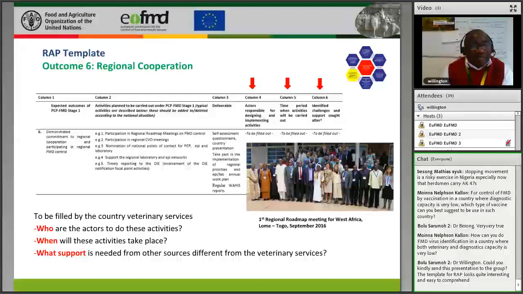The sixth aspect is regional cooperation. And like I said, foot and mouth disease is a transboundary disease, and regional cooperation is very important.